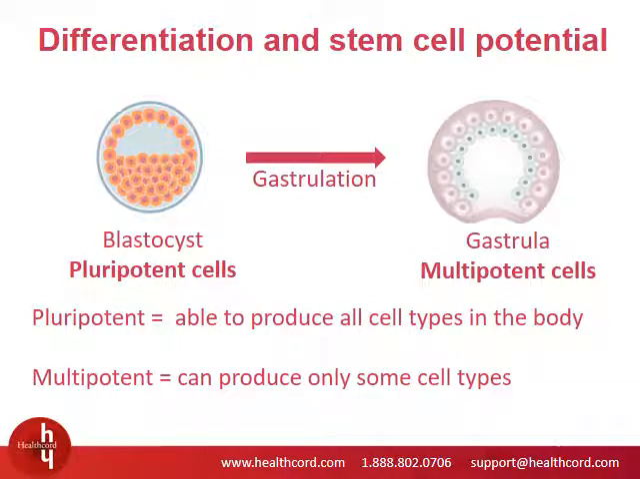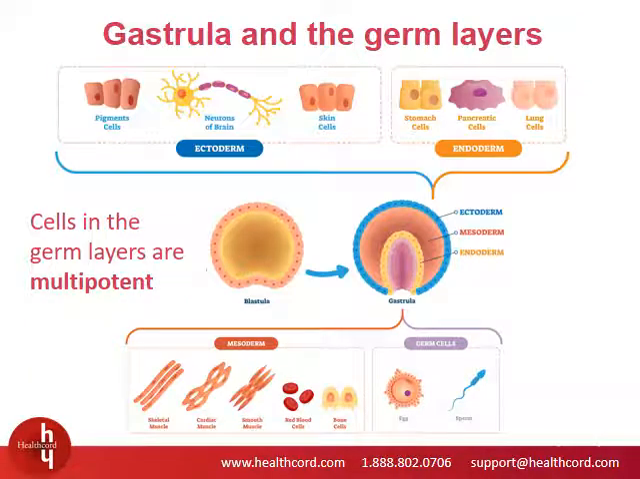After implantation, the cells of the embryo become more and more specialized. Here's the next developmental stage, which is called the gastrula, when the blastocyst is reorganized into a multi-layered structure. Cells in the gastrula are even more specialized than the cells of the blastocyst. They're organized into 3 germ layers, which go on to produce specific cell types of the body. These cells are multipotent, which means they are capable of producing several different types of cells, but not all types of cells.